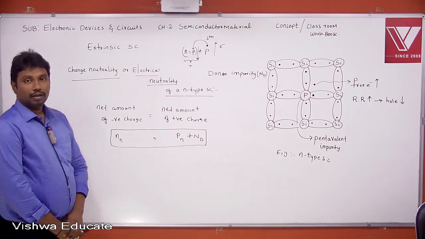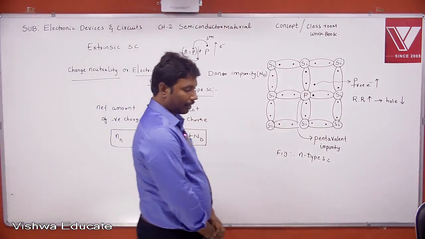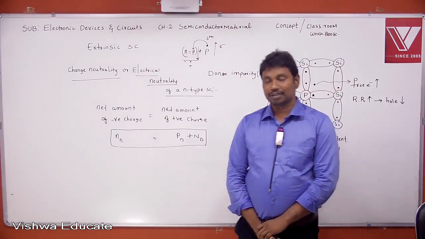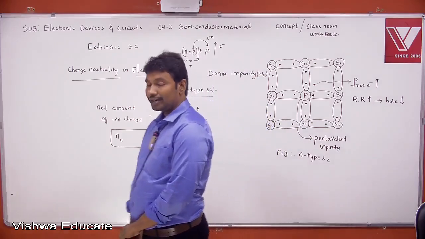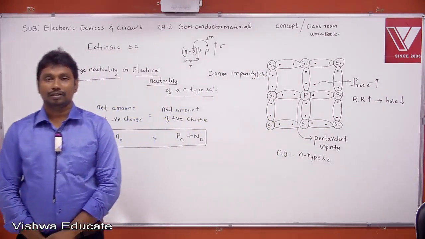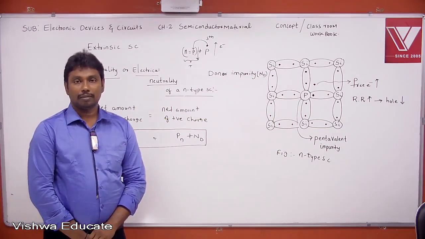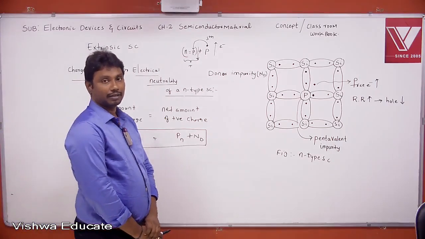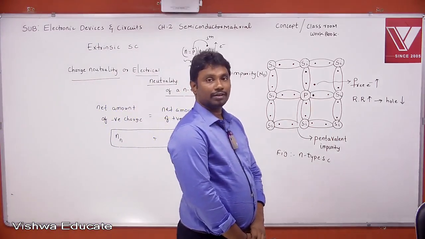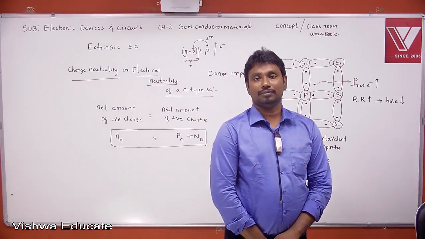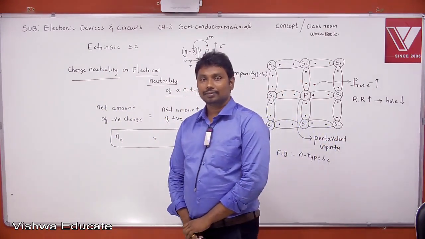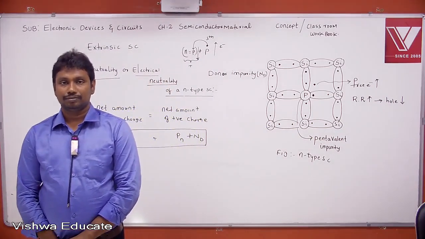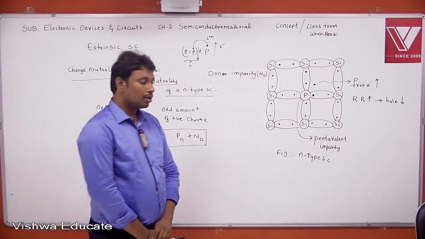Where Nn is the free electron concentration in the entire semiconductor. Next, Pn is the hole concentration in the entire semiconductor. Next, Nd is the donor concentration.